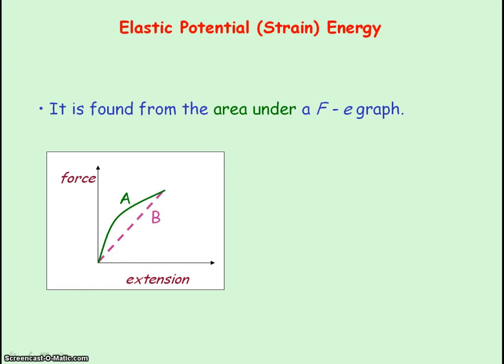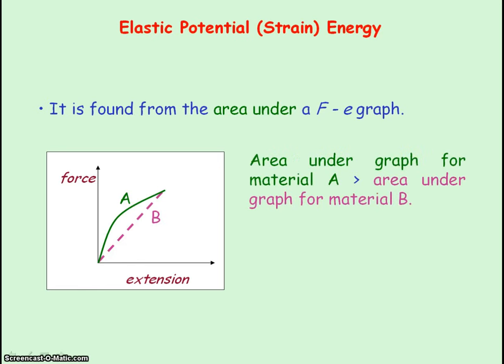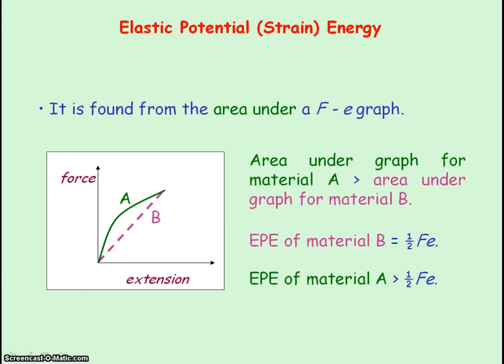In this case, the area under the graph for material A is greater than the area under the graph for material B, which obeys Hooke's law. And so the elastic potential energy of material B will equal a half Fe because it obeys Hooke's law, and the elastic potential energy of material A will be greater than a half Fe.